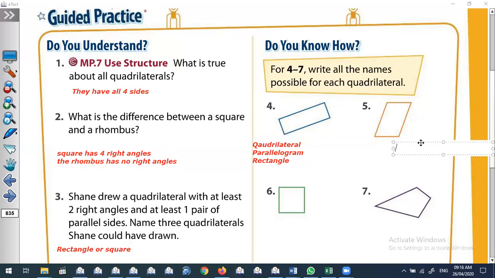Here, this shape is parallelogram, and the parallelogram is quadrilateral. So it will be quadrilateral and parallelogram.